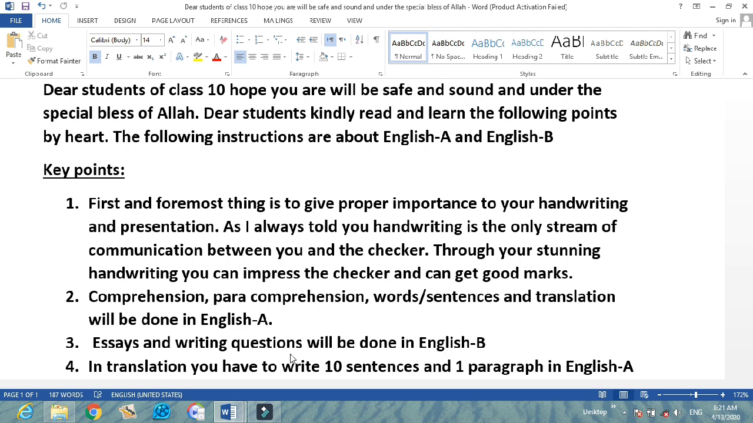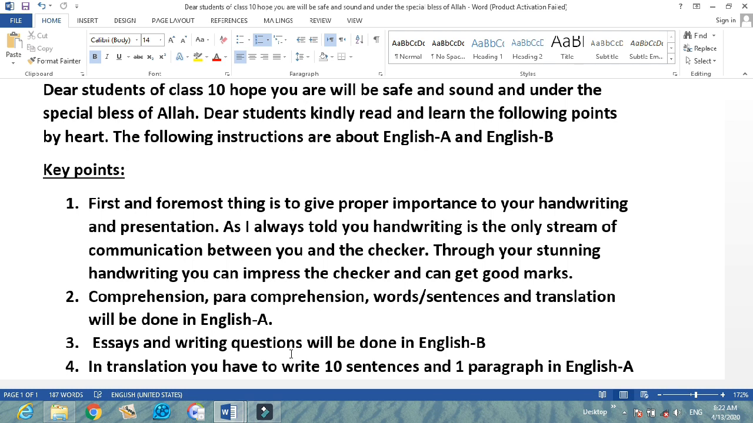The following instructions are about English A and English B notebooks. Key points. First and foremost thing is to give proper importance to your handwriting and presentation. As I always told you, handwriting is the only stream of communication between you and the checker. Through your stunning handwriting, you can impress the checker and can get good marks.